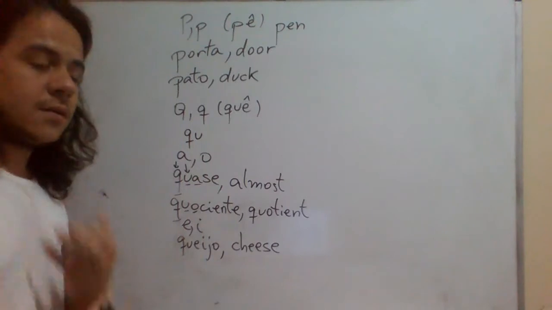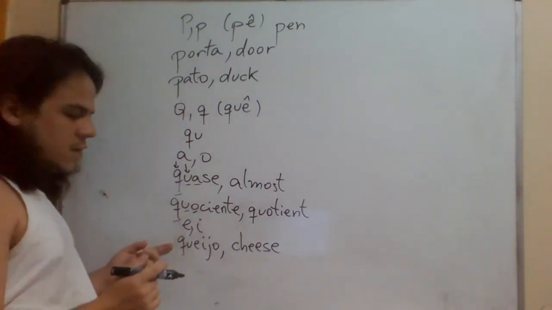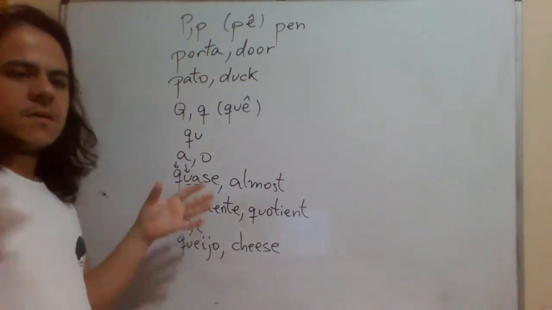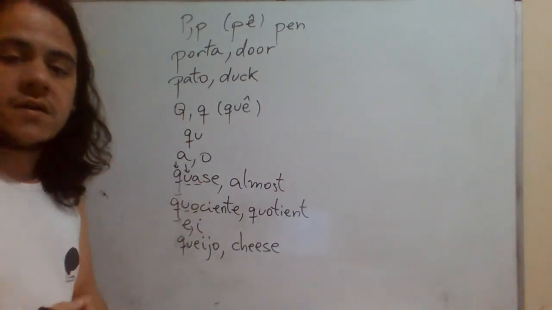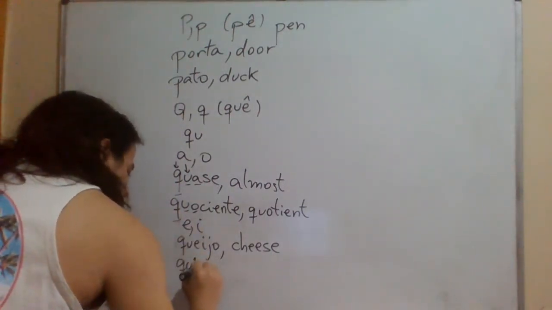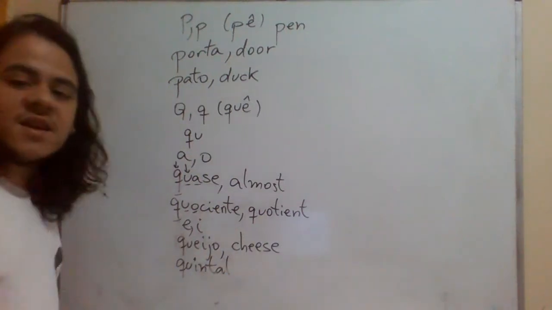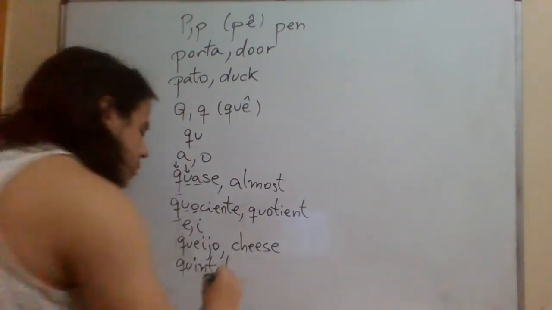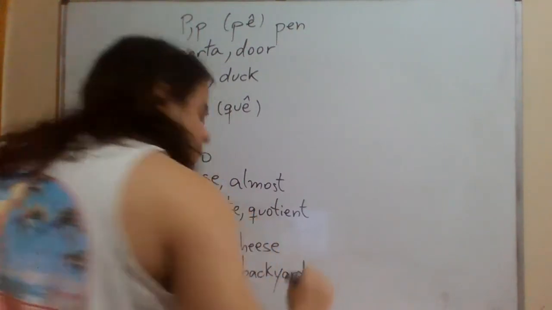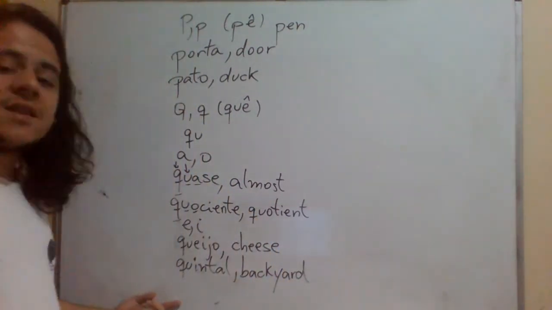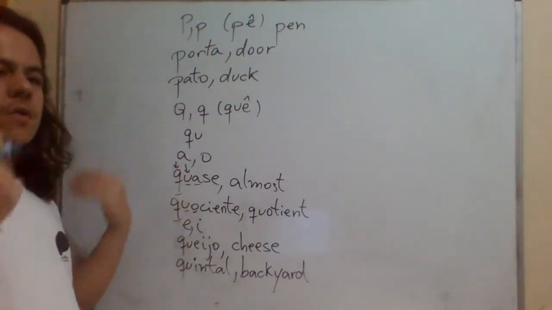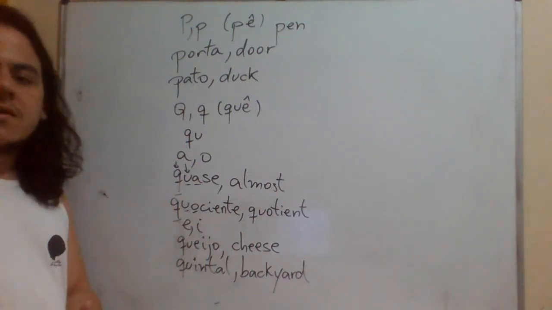Que, queijo. So these two letters, Q and U, make this sound of the letter K, for example. And before letter I, we can have this word here, quintal. Quintal means backyard. So letter Q, letter U together before letter I makes a unique sound.